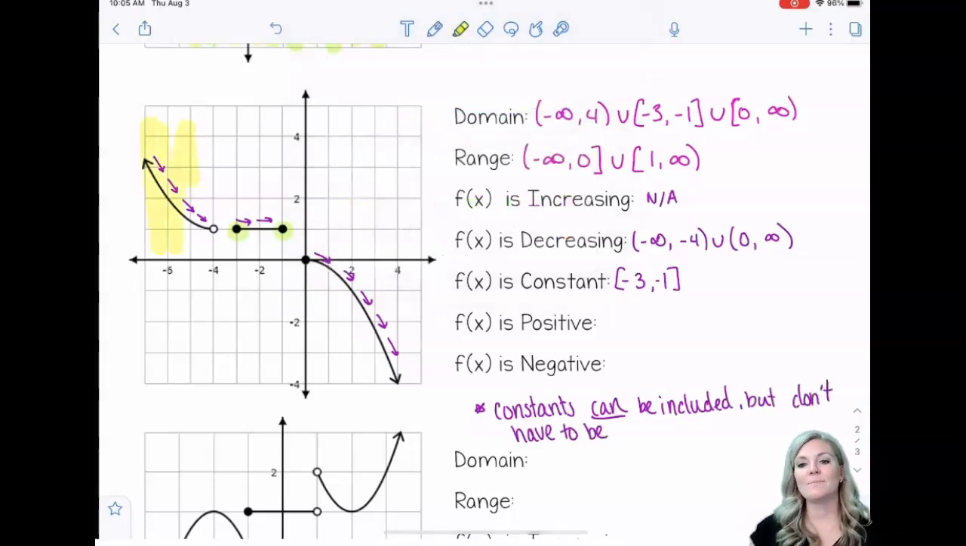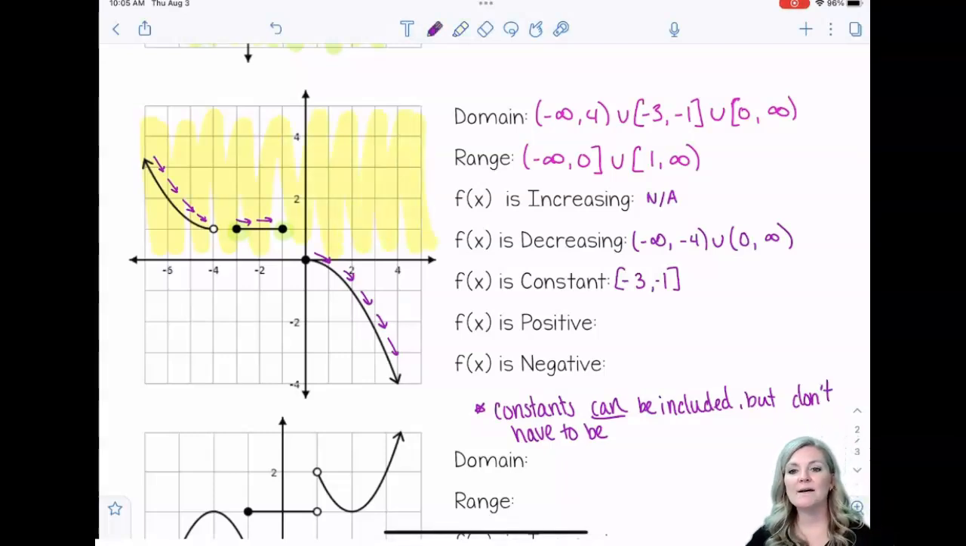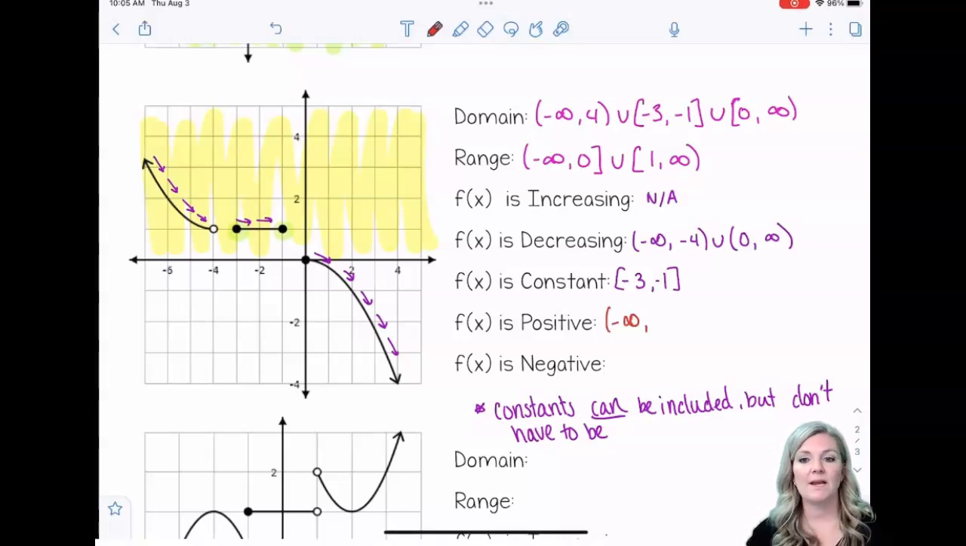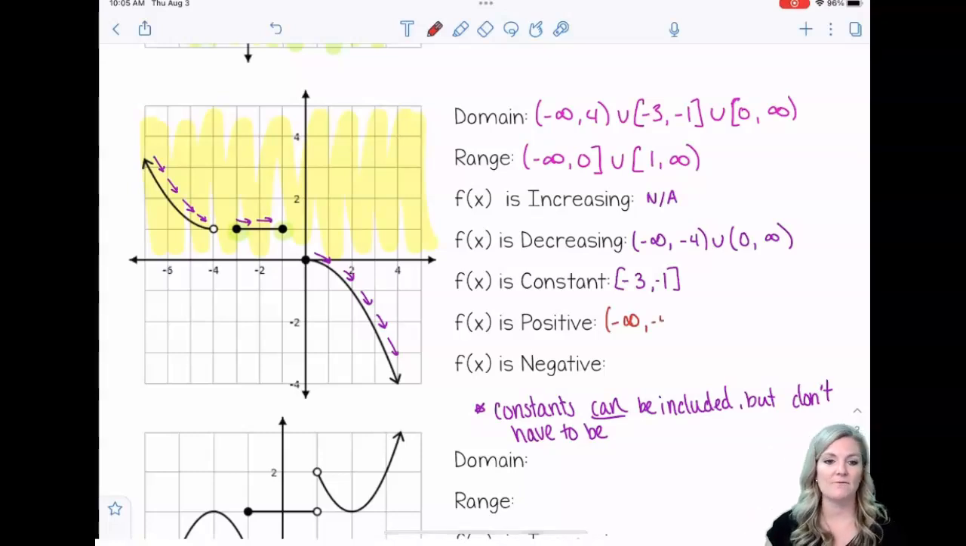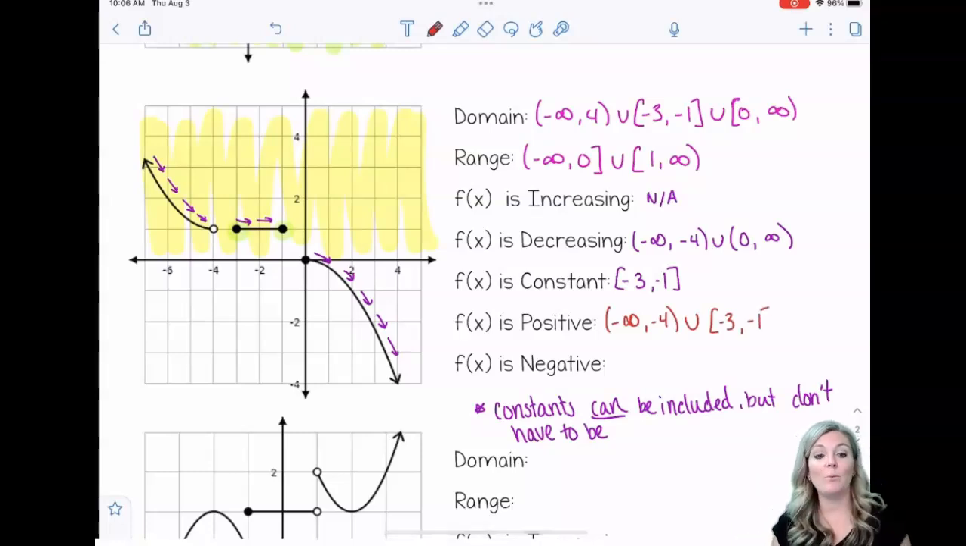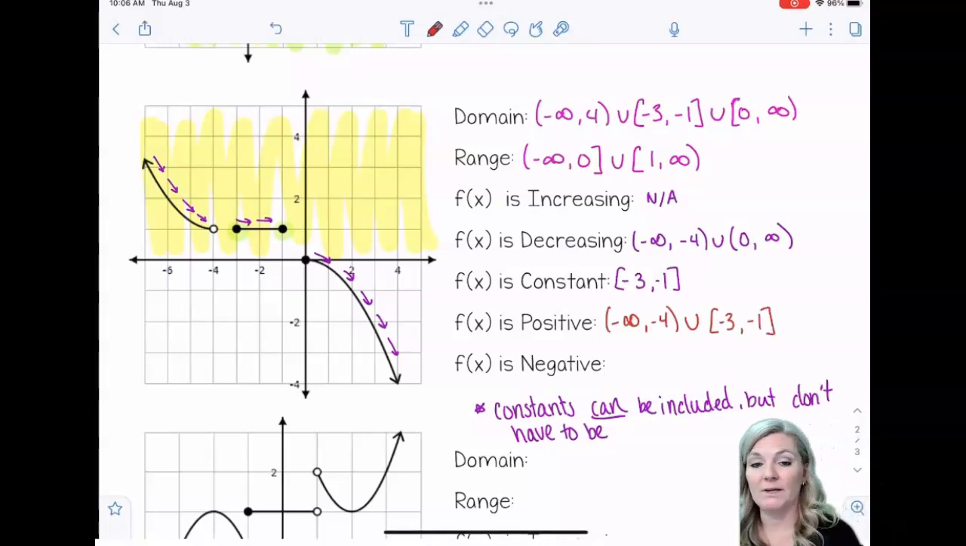All right, so let's talk about where it's positive. I'm just going to use the highlighter this time. So where it's positive, it is positive from negative infinity to negative 4. I have a jump in my domain, so I have to include that jump in the domain. So negative infinity to negative 4, and negative 4 is going to get a parenthesis. But it is still positive at negative 3 and negative 1. And those outputs are included.